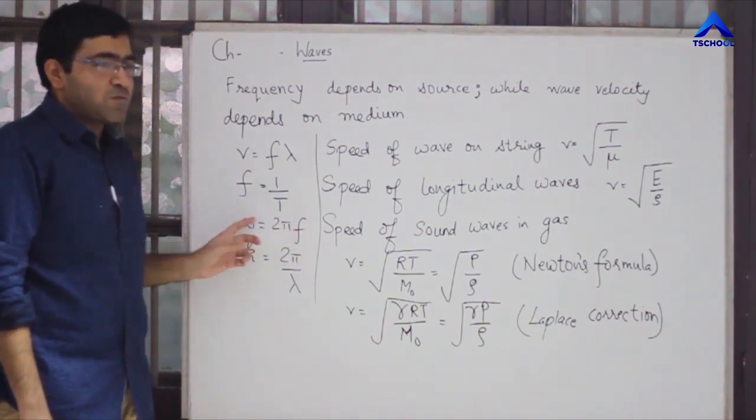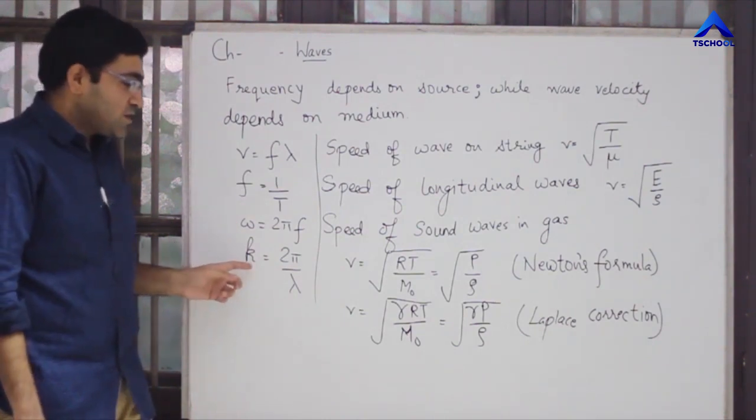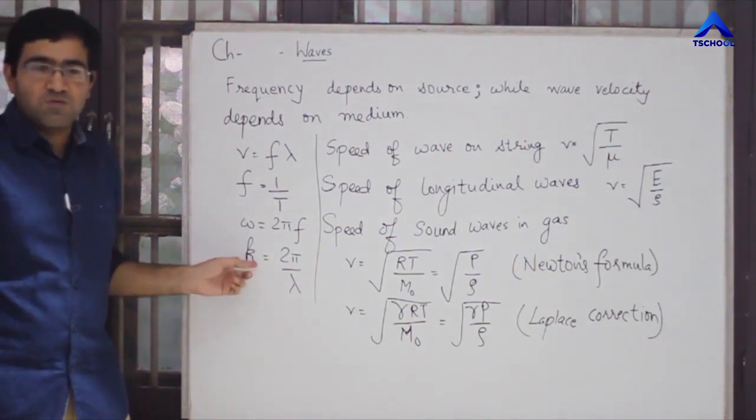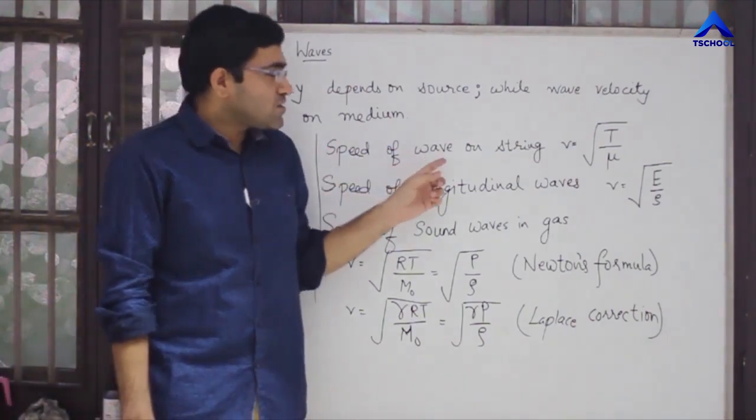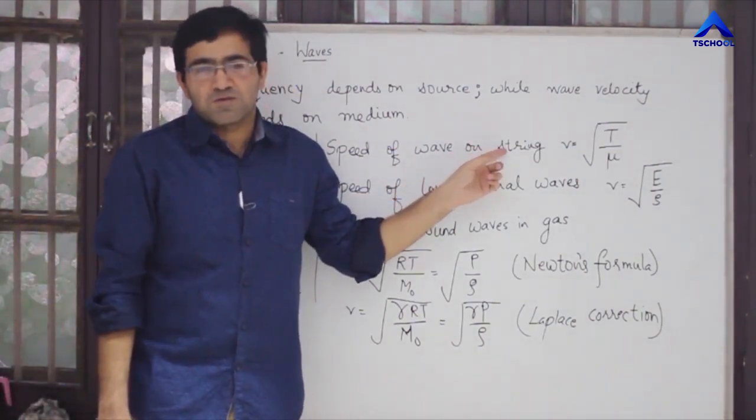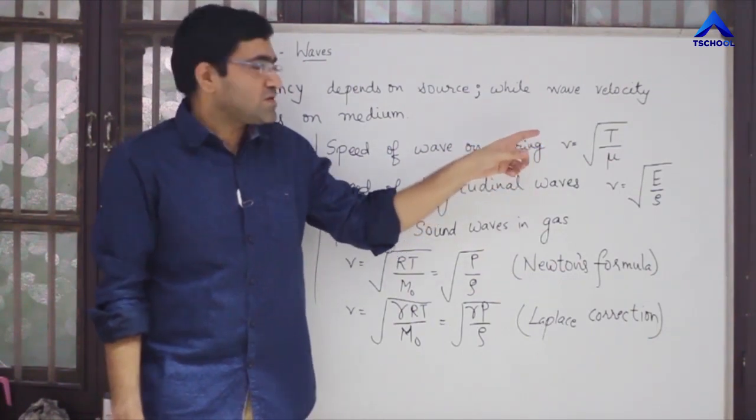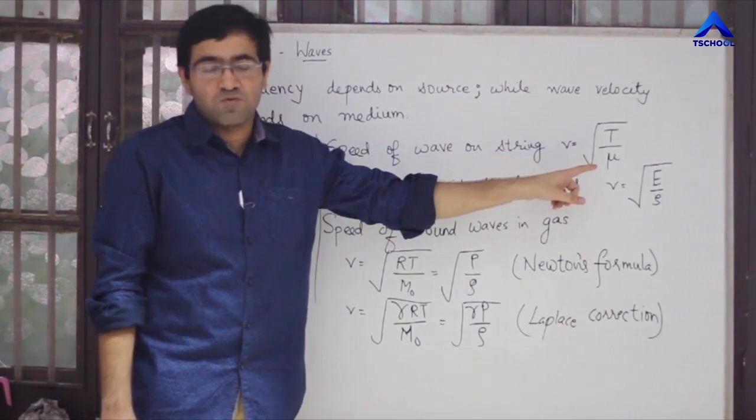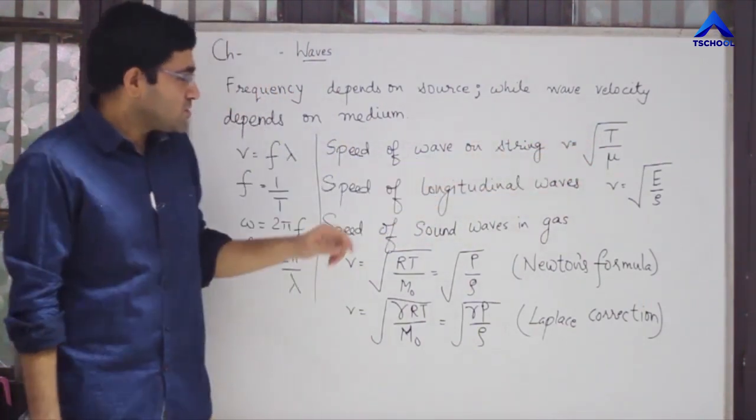Omega is 2 pi f. Omega is called the angular frequency, as you probably remember. K is called the propagation constant, which is equal to 2 pi by lambda. Speed of a transverse wave on the string is given by V is under root T by mu, where T stands for the tension in the string and mu for the linear mass density of the string.